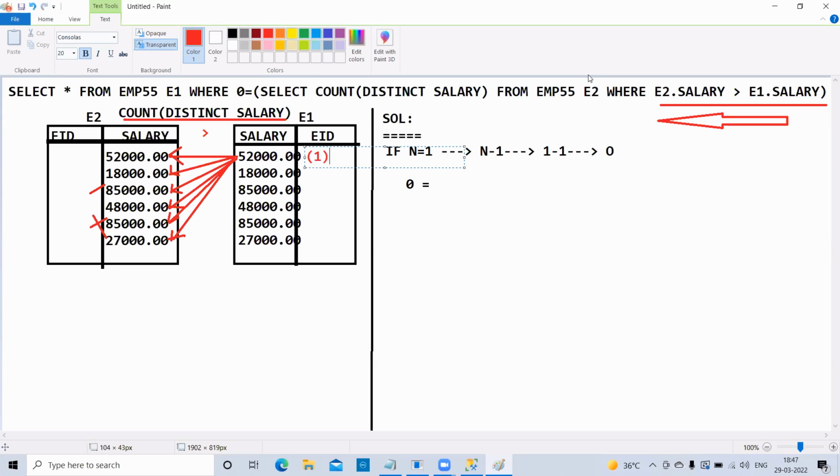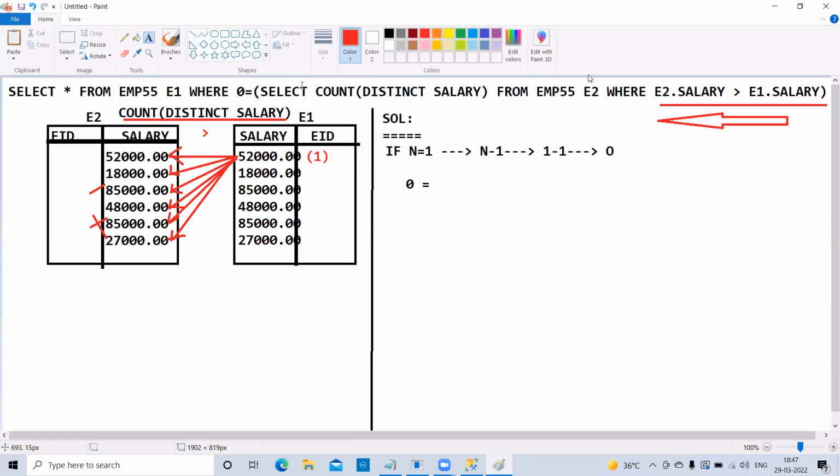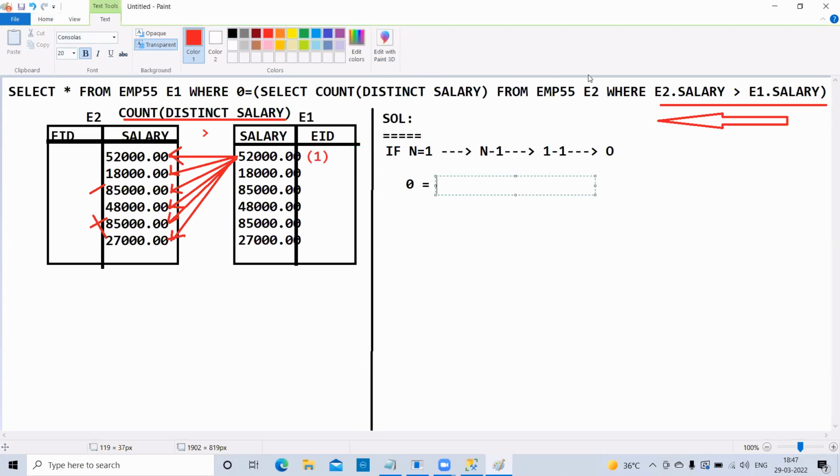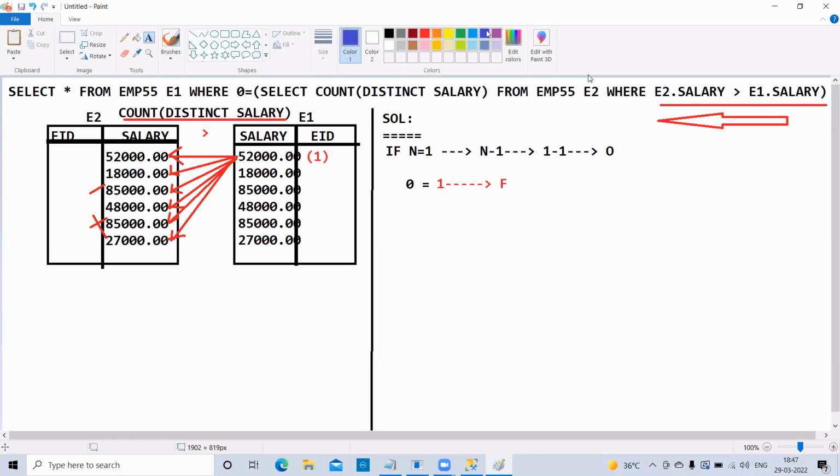It is having only one value. So that is called the inner query return value. Now the inner query return value is 1 and the outer query value is already 0. And now tell me, 0 is equals to 1, condition true or false? Yes, the condition is false. So that is the first row I compared like this. Come to the second one. The second one is also compared now.